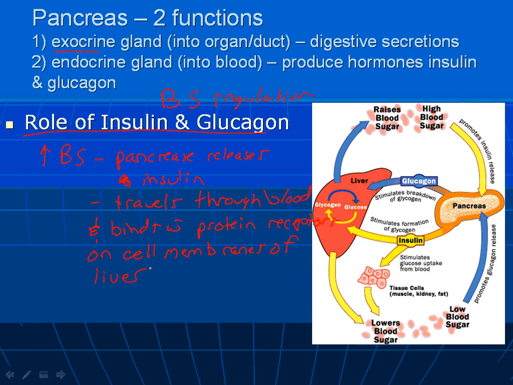So once that happens, it causes a reaction inside the cell, and that reaction allows this cell membrane to open up. So these, I guess, channels open and allow glucose to enter the cell. And then what happens is once there's enough glucose in there, the glucose gets converted into glycogen. And so this is the storage product.